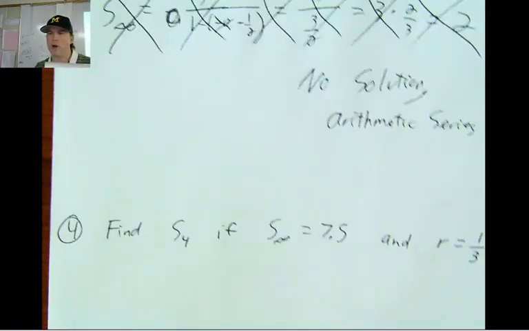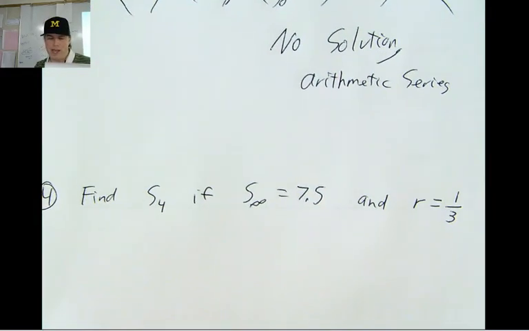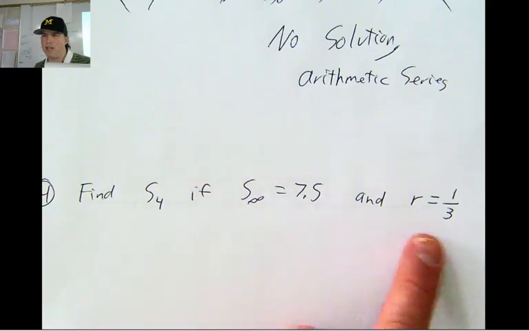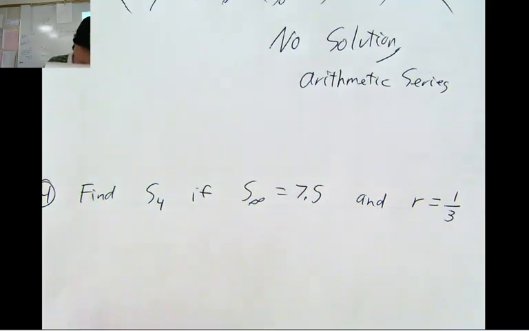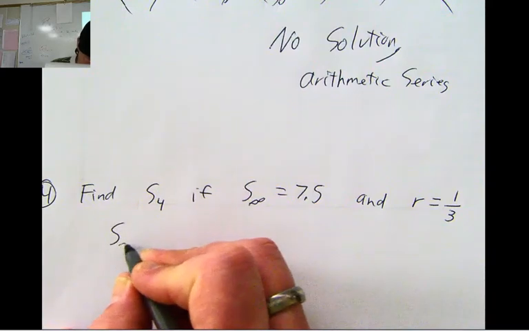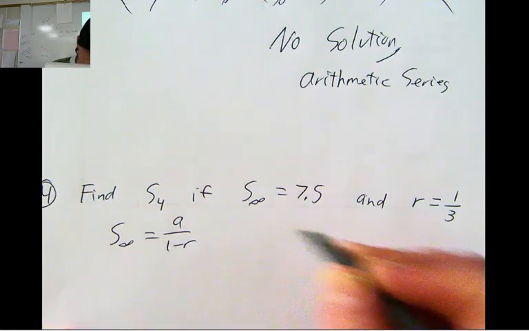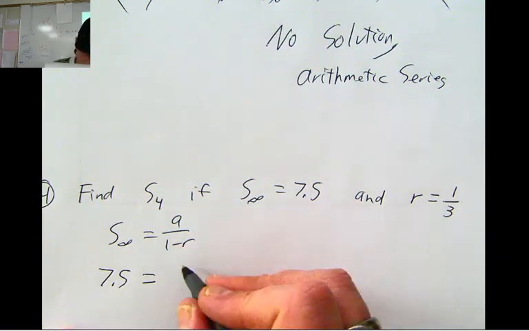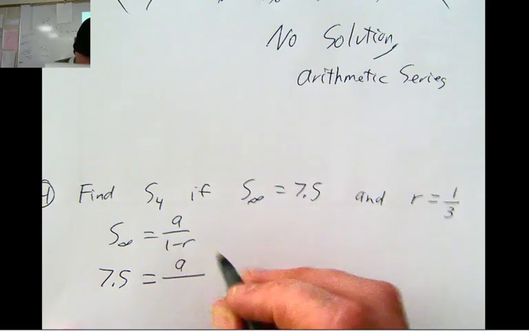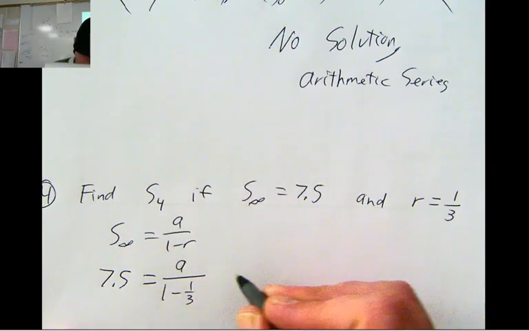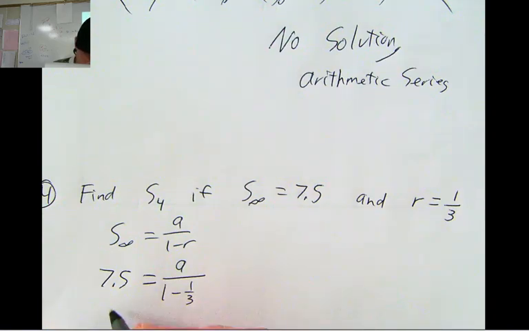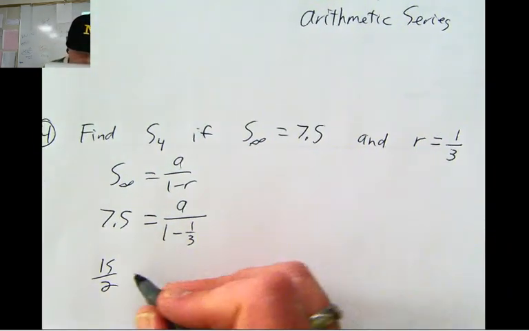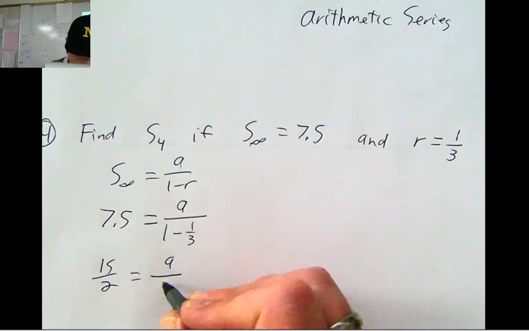Last one, number 4. I like problems like this. Find S4 if S infinity is 7.5 and the R equals 1/3. So you start off with your S infinity equation. S infinity equals A over 1 minus R, and you plug in everything you can. S infinity becomes 7.5. The R becomes 1/3, and I'm looking for the A1 term, 1 minus 1/3. All right, 7.5. I'm going to change that to 15/2 for solving this problem. It's going to make it easier. Over here I have A divided by 2/3.